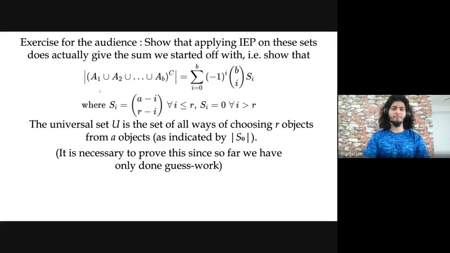So now that we have defined our sets, you might recall that this was all just guesswork. We haven't actually proven that if you apply the inclusion exclusion principle on these sets, you do actually get the expression you are after. So that is something which I've left for you to prove. So again, emphasizing the fact that until now, we have just done guesswork. There was no proof till now that these sets are actually the ones which we are after. So that you have to prove separately.